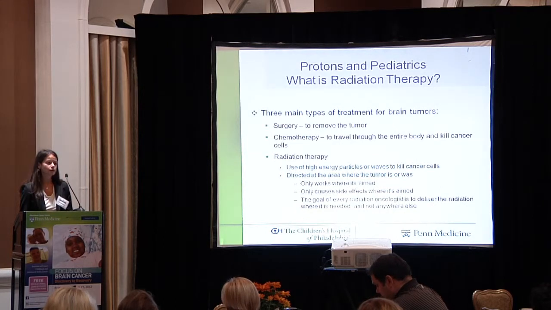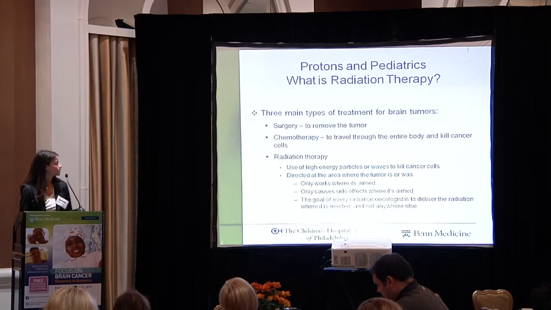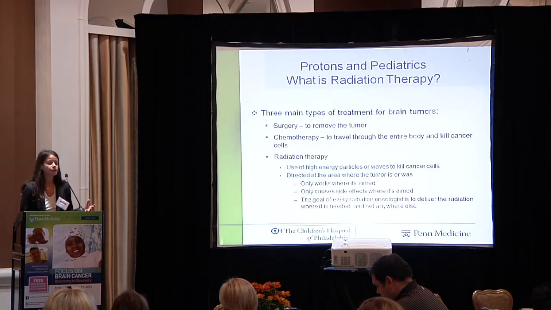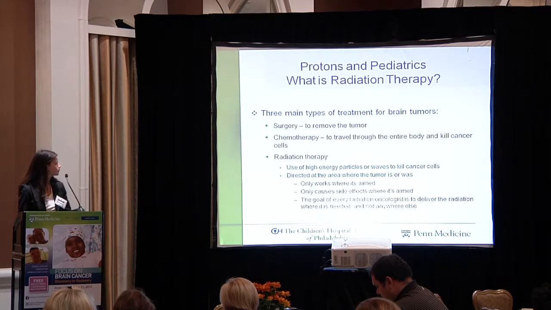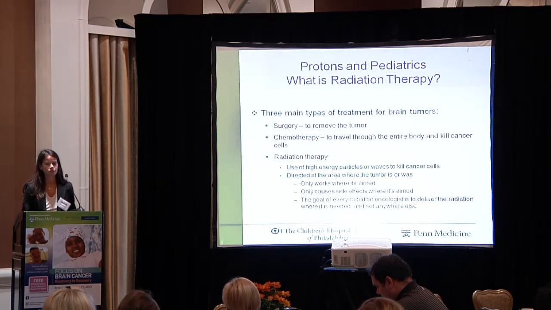It's directed at the area where the tumor is or where the tumor was. It only works where it's aimed though, so it does not travel through the body. It doesn't kill cells anywhere where we're not aiming it. The benefit of that is that it also only causes side effects right where you aim it. And the goal of radiation oncologists at CHOP and really everywhere is to determine the best ways to deliver the radiation where it needs to be delivered, which is where the tumor is or was, and to avoid radiating as much normal tissue as possible.